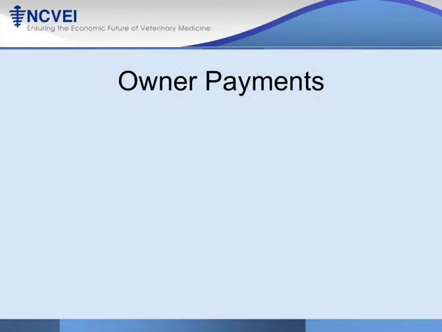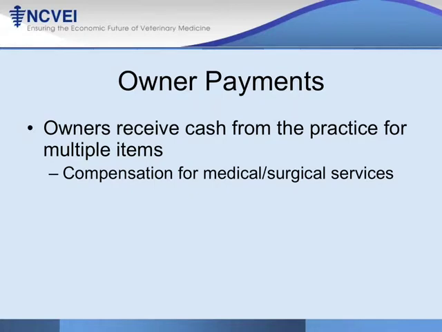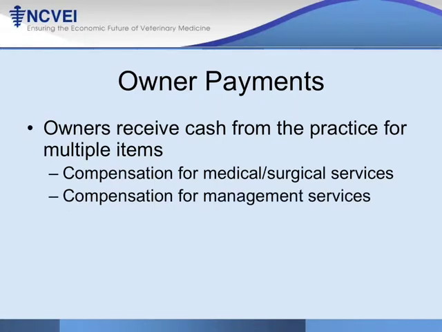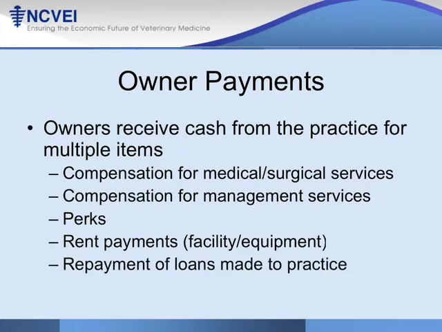The first one of these adjustments that we'll talk about is owner payments. Owners generally receive cash from a practice for multiple items. They may receive cash as compensation for their medical and surgical services. They may receive it as compensation for management services. Indirectly, they get cash when these perks, these personal expenses, are paid by the practice. They may receive rent payments from the practice for either the real estate or equipment that is owned by the practice owner and leased to the practice. They may get cash as a repayment of loans that were made to the practice a number of years ago, and then ultimately they take cash out of the business as a part of the profits.